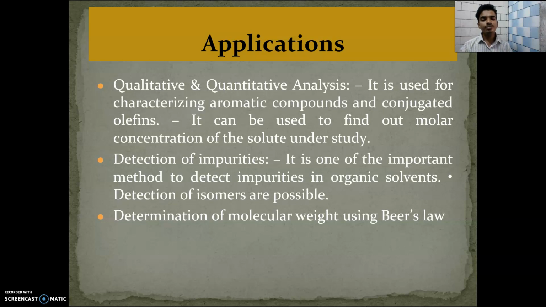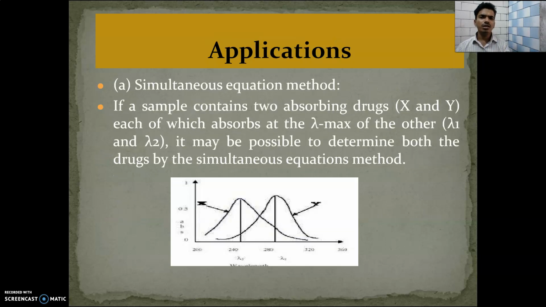specifically the value. So the determination of impurity is also done by this. It is one of the important methods to detect the impurities in an organic solvent, and detection of isomers is also possible. Determination of molecular weight is also done by the Beer-Lambert law. So we apply the values to that equation and we get the values with respect to weight also.